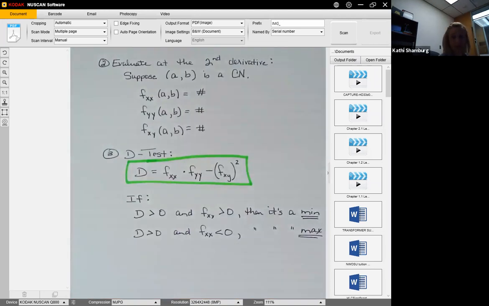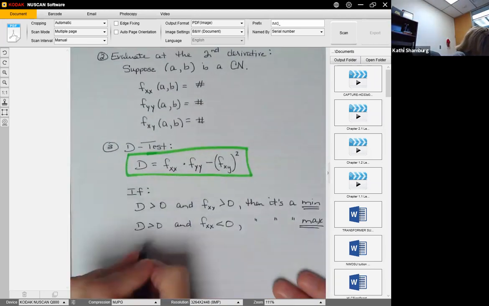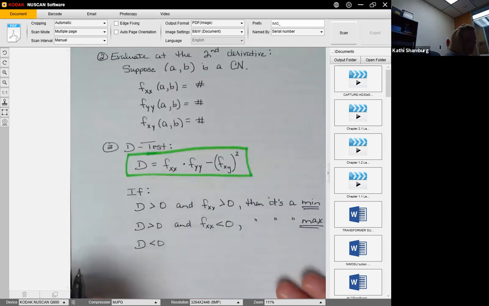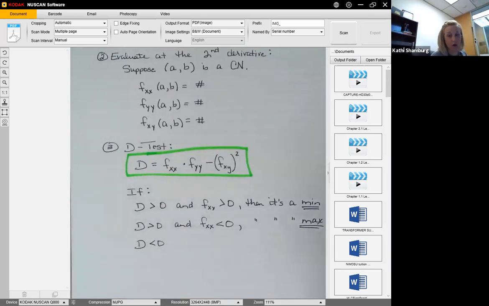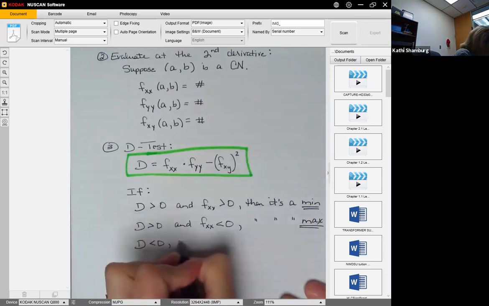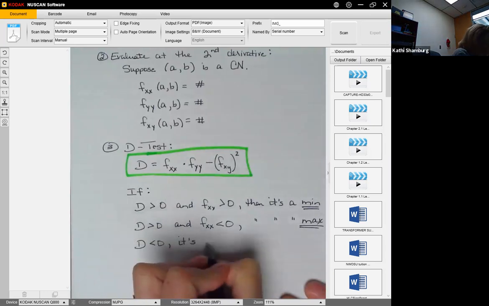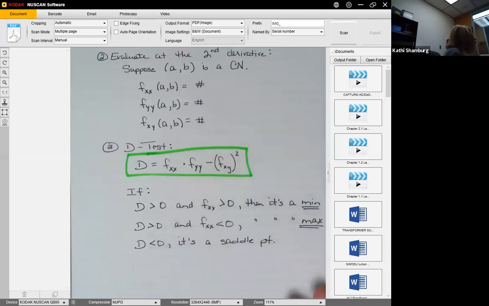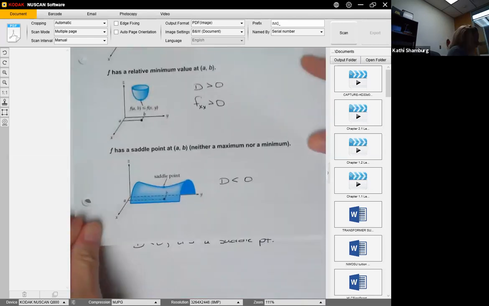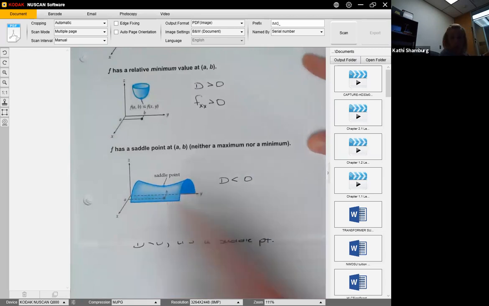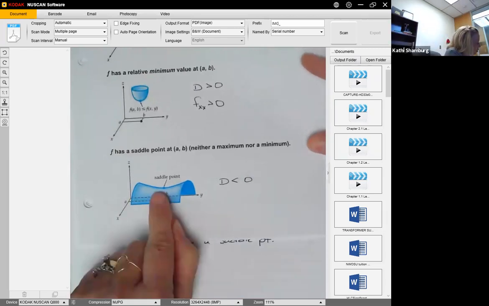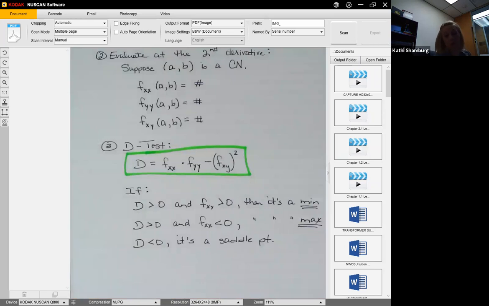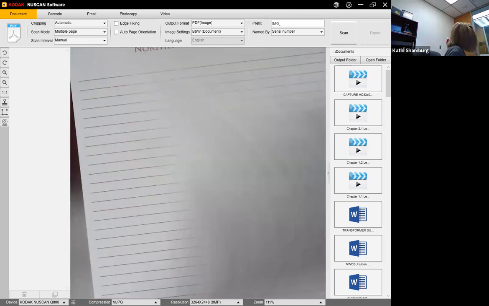Now, we've dealt with minimum and maximum. Now I'm going to throw something else in there we haven't seen before. If D is less than 0, you don't even have to worry about what f sub xx is. Then that critical number is what is called a saddle point. So I want to show you what that looks like. And as you can see, it looks like a saddle. It looks like you could just put that on a horse and jump on and ride that. So this point here is what we would call a saddle point. So that is something new and different with multivariable functions that we didn't have to encounter previously.